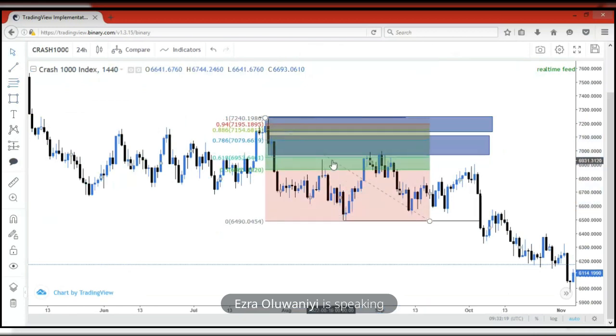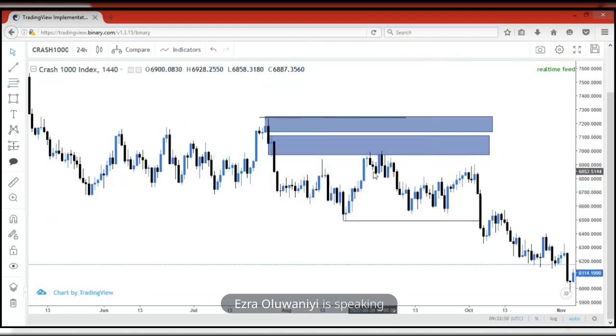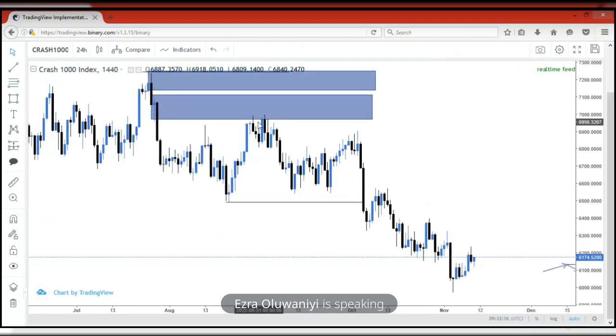So this supply zone here and the one here, both are above the 50% fib level. So that means both of them are premium zones where you can sell from. I believe that's clear. Now, this is a premium level and a good supply zone. Price reacted off it. Now, this becomes a high.